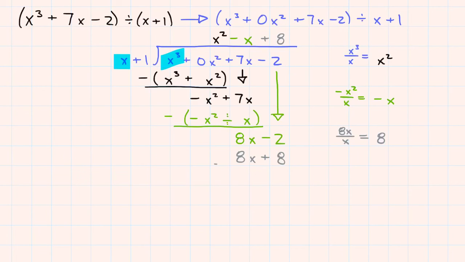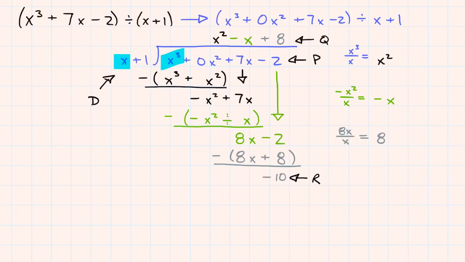8 times x plus 1 is 8x plus 8. Subtract going down. 8 minus 8, that's gone. Negative 2 minus 8 is negative 10. That's our remainder. The quotient is x squared minus x plus 8. The dividend is underneath, and the divisor is x plus 1.